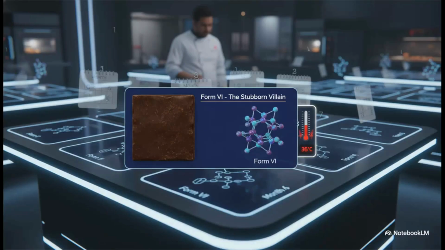So Form 5 creates this tightly bound molecular matrix that sits perfectly stable and solid on a room temperature table. But the absolute second it touches your 37-degree tongue, it melts, beautifully and instantly. And then there is Form 6. This is basically the stubborn villain of the chocolate world. It has a higher melting point of 36 degrees, but it's an imposter. See, it doesn't form during our standard cooling process.